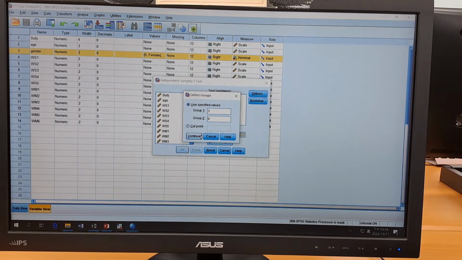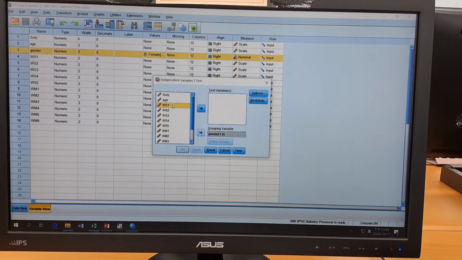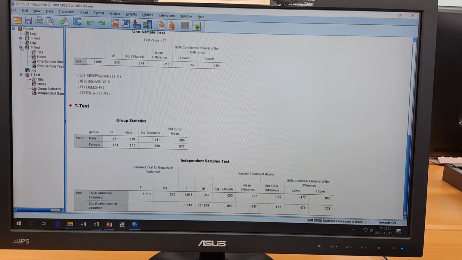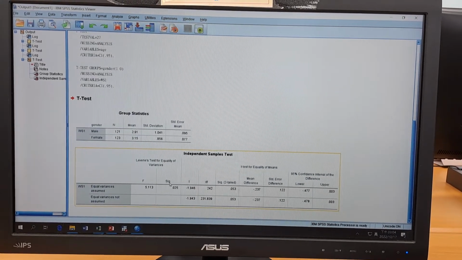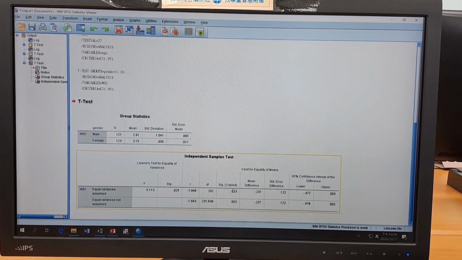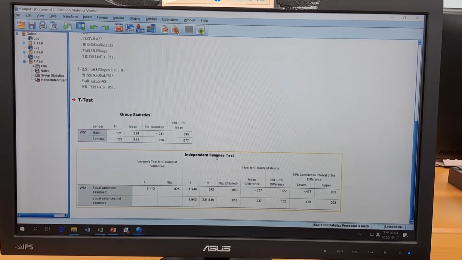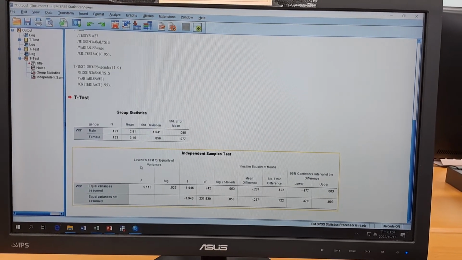What is the variable? WS1. So that is series 1. Hold on a second, Professor. We have two significance values here. Which one should we read? Independent sample t-test. We start from this one.